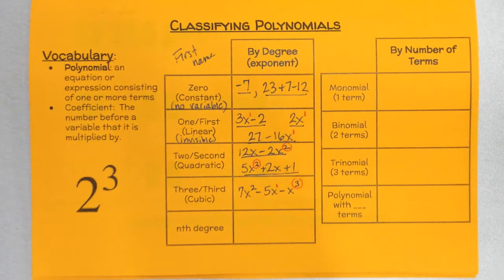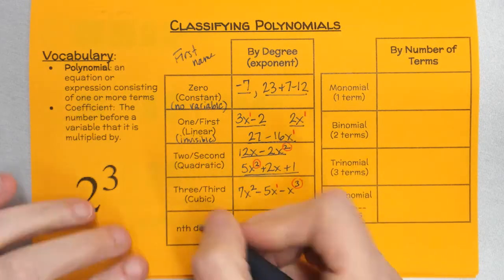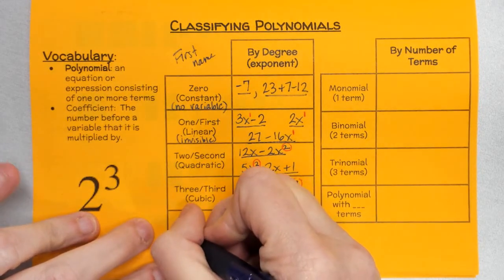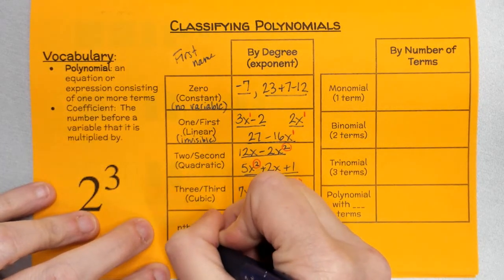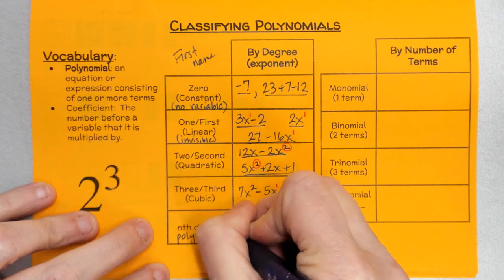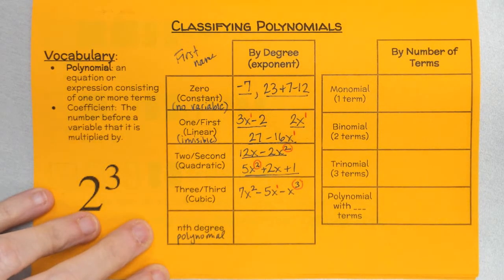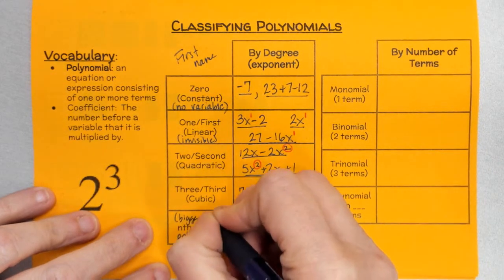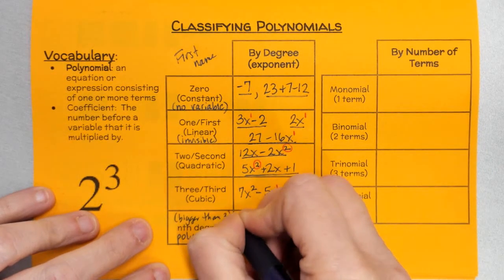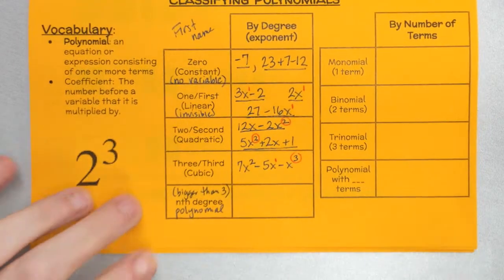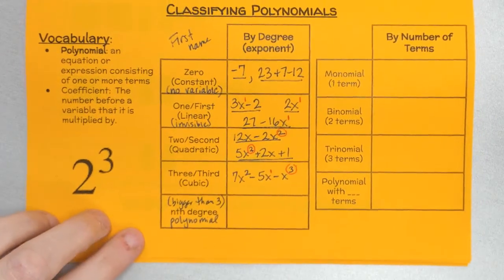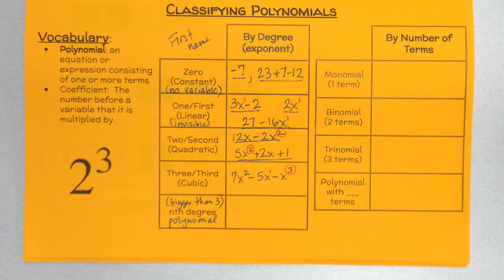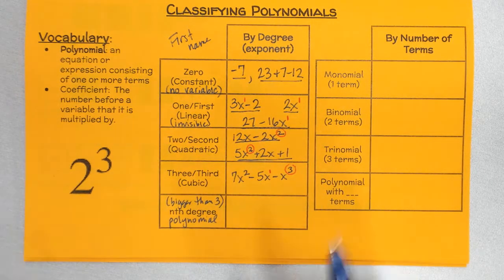So that's just going to be an nth degree, okay? And it's called an nth degree polynomial. Anything bigger than 3, we call it an nth degree polynomial. All right? I'm sorry, it was a little blurry. Okay, so if it's bigger than 3, we call it a something degree polynomial.